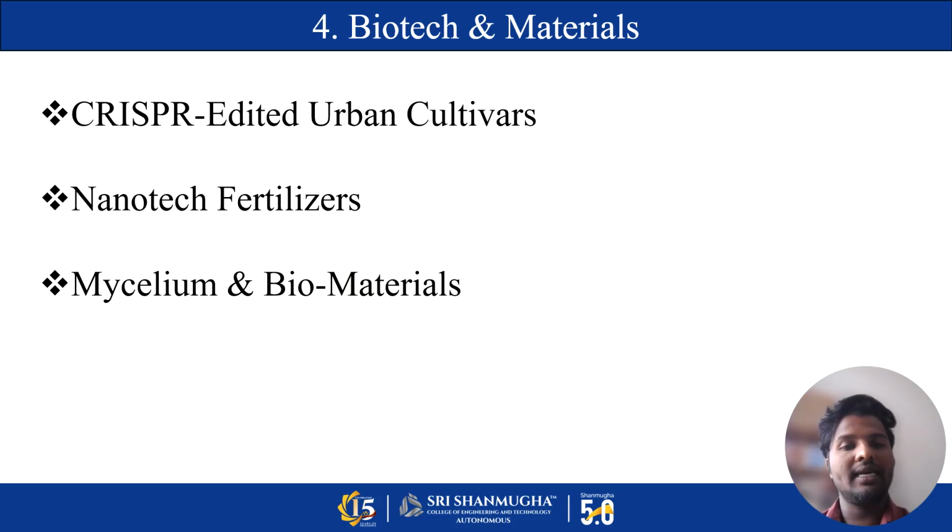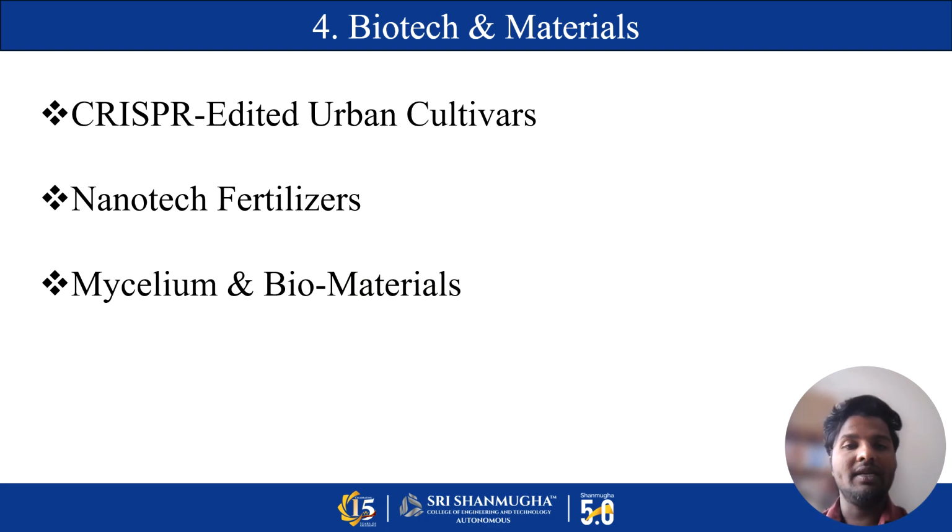The first one is CRISPR-edited cultivars. These are bred varieties that sustain in very extreme climatic conditions. Modern urban plants are dwarfed by design. They are genetically edited to be shorter, saving vertical space, and to be hyper resilient to common city pollutants like ozone and nitrogen dioxide.